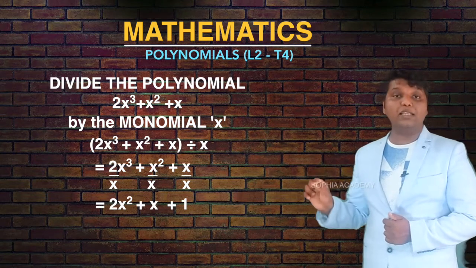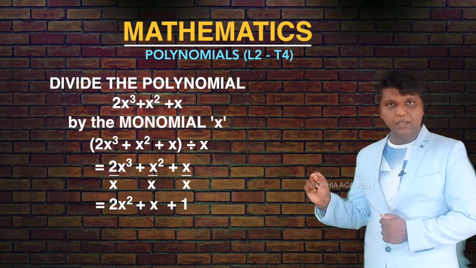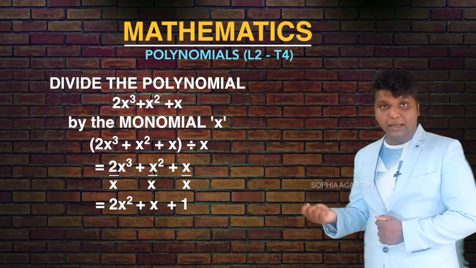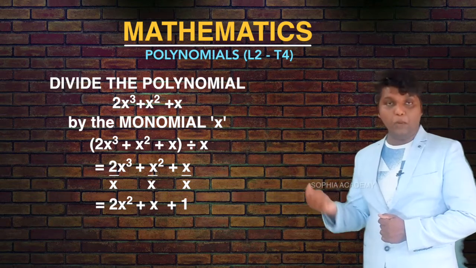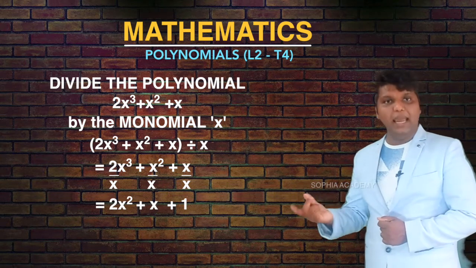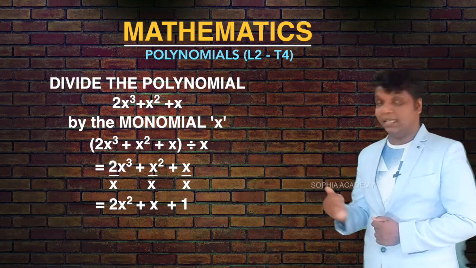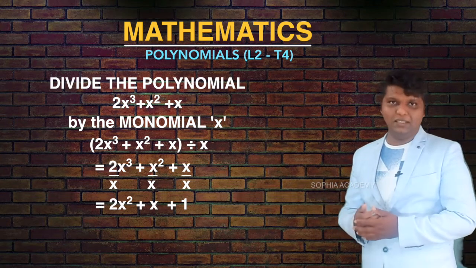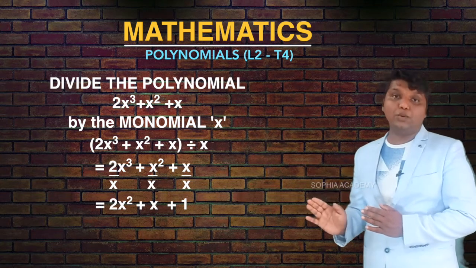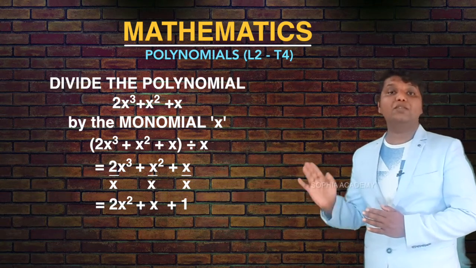So you will get 2x square plus, what is the second term? Here you can see the second term is x square divided by x. One x can be cancelled on the top and bottom, so one x will be remaining on the numerator part. So you will get x. Third term, x and x on the numerator and denominator get cancelled by each other, and you will get 1. So here you will get 2x square plus x plus 1.